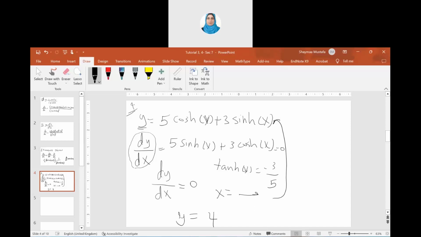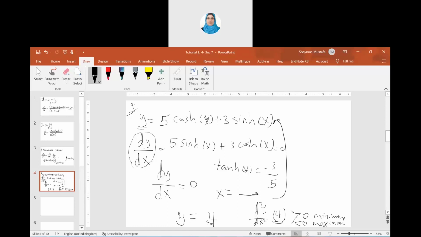Y is equal to 4. And so at 4, this means that I have a critical value. Maybe minimum, maybe maximum. To know whether it is minimum or maximum, you need to check the second derivative, because you will find the second derivative. So you calculate the second derivative at 4. If it is greater than 0, you have a minimum. If it is less than 0, you have a maximum. This is the idea.